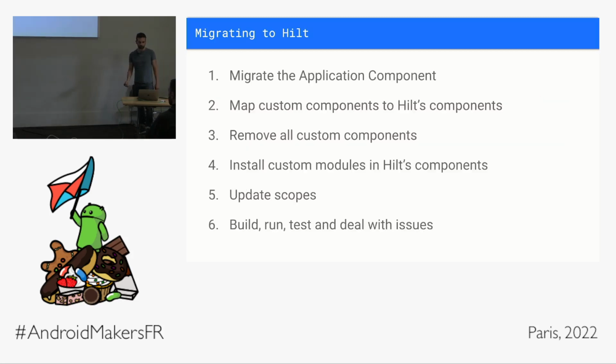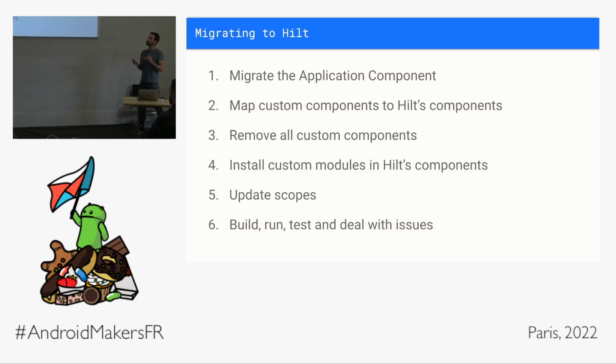So the way I did it, the first thing was to migrate the application component. And as I showed you, it's quite easy. I had to annotate my application with @HiltAndroidApp, and then I could remove my custom app component. And in all modules related to my app component, I had to add the annotation @InstallIn(SingletonComponent). And that was it. All my dependencies in the application class were injected with no problem.